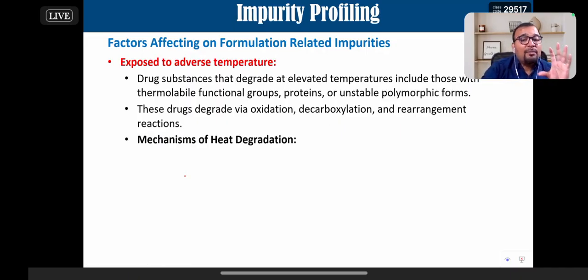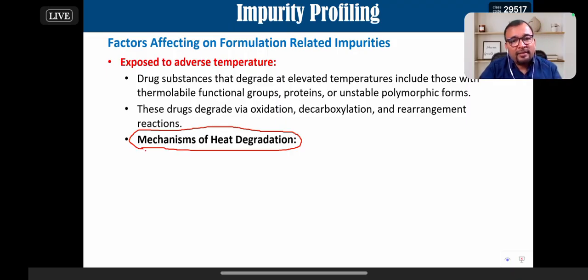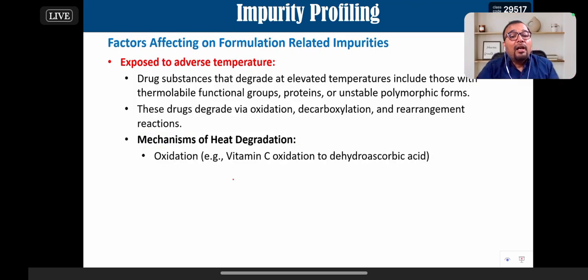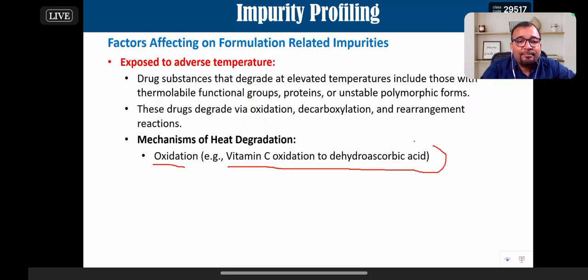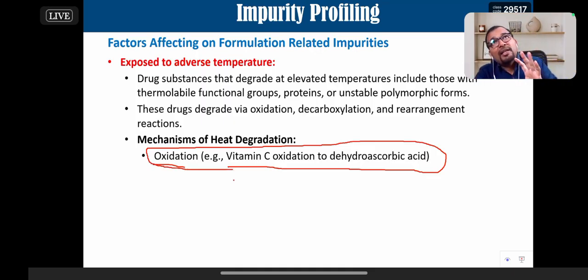Let us understand the mechanism of heat degradation. See, I am trying to explain some of the important mechanisms which can be behind thermal degradation for your product. The first one is because of higher temperature, oxidation can take place. Like vitamin C can oxidize to dehydroascorbic acid, right? Now this is one example, and you can see, okay, now my product also undergoes thermal degradation. So what is happening? Is it oxidation or is it something else?